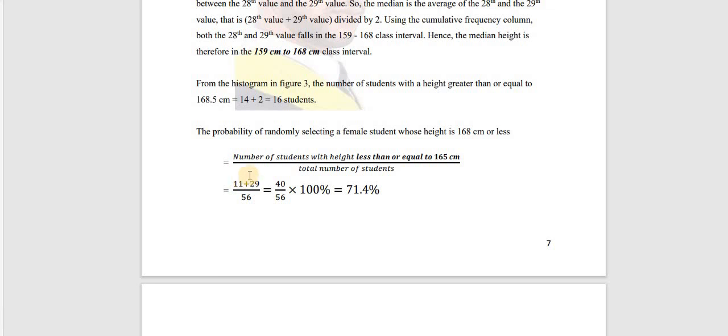11 plus 29, since these are the students who have a height less than or equal to 168. Okay, that's another error. It should be 168 there. We made some edits, but we didn't change that. So 168 or less, 11 plus 29 divided by 56, and then we multiply by 100% to get this figure here.